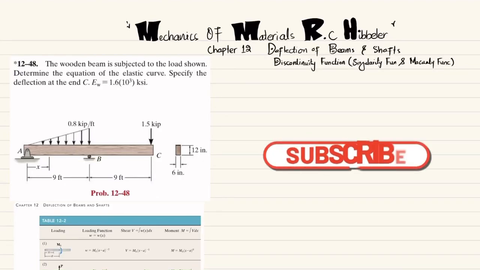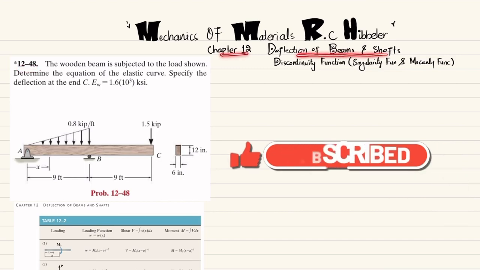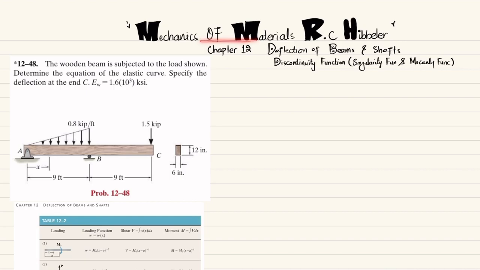Welcome back. In this video, we are going to solve problem 12-48 that is taken from chapter number 12, Deflection of Beam and Shaft, and book name is Mechanics of Material by R.C. Hibbeler. So statement is the wooden beam is subjected to the load shown. Determine the equation of elastic curve. Specify the deflection at end C. E of wood is 1.6 into 10 raised to power 6 ksi.